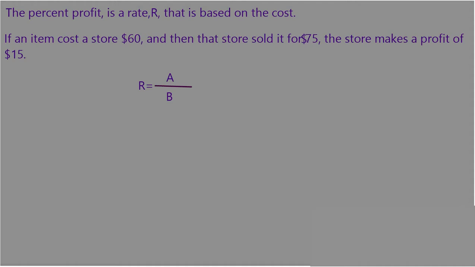For this one, we are focusing on the percentage profit. If an item costs a store $60 and is then sold for $75, the store makes a profit of $15. Because we already know that $15 is the profit and we want to find that in percentage, we divide the profit of $15 by the basic cost price of $60. Then multiply the answer by 100 and we get 25% as the rate.